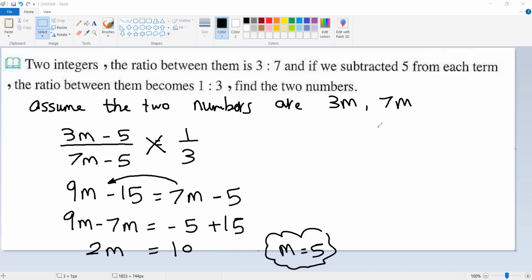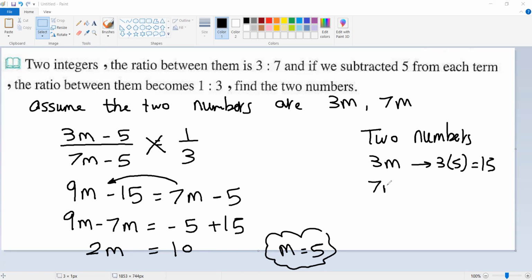That means the two numbers are 3m, so it's 3 times 5, equals 15. And 7m, it's 7 times 5, which is 35.